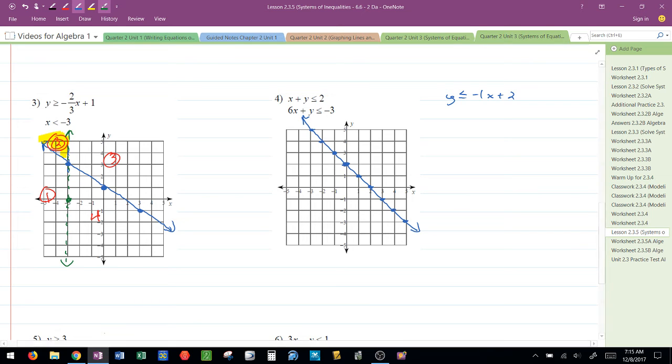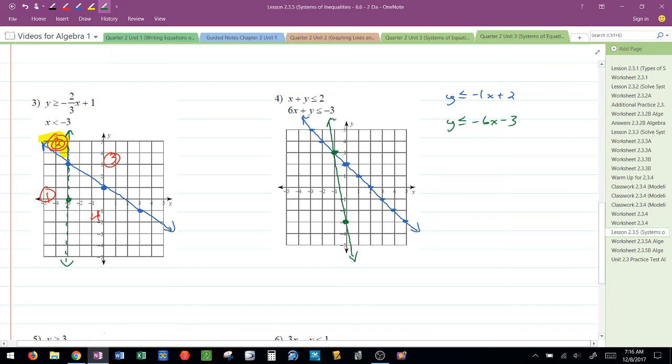Now I'm going to go to the second inequality. It says 6x plus y is less than or equal to -3. That's going to be y is less than or equal to -6x minus 3. Graph the y-intercept at -3. Now the slope says go down 6 and 1 to the right. Well, I can't go down and right because I'd be off the screen. So I need to go up 6 and 1 to the left. So I go up 1, 2, 3, 4, 5, 6, 1 to the left. And I know that this line is also going to be a solid line.